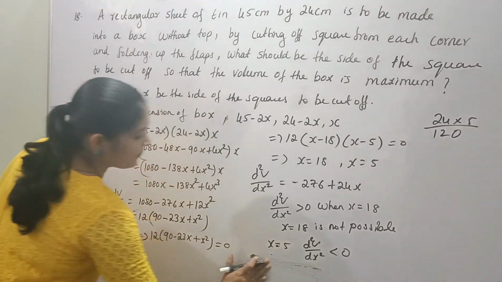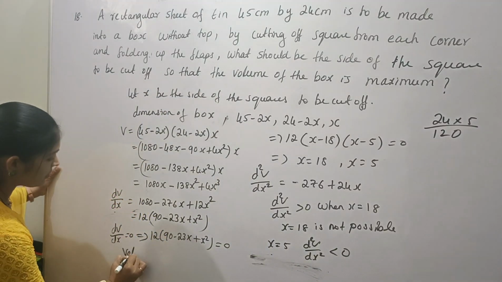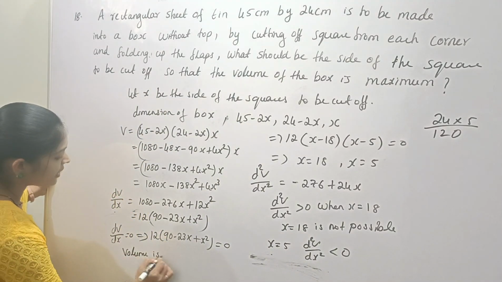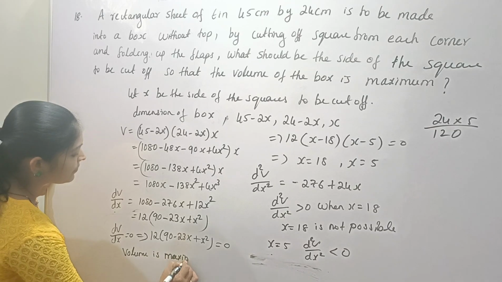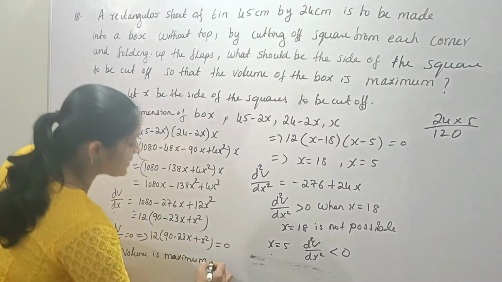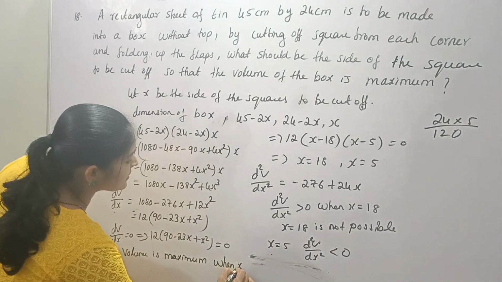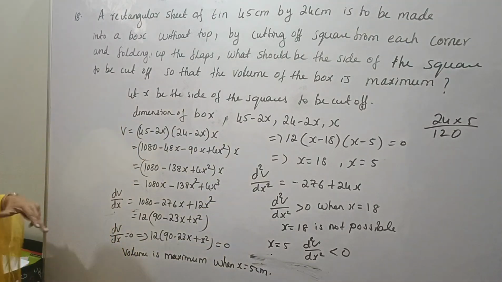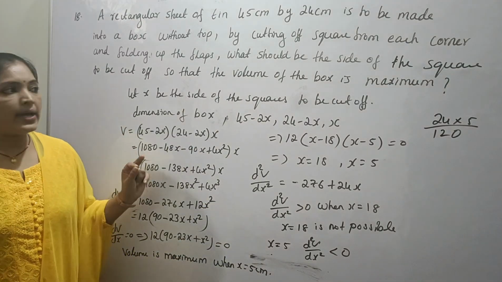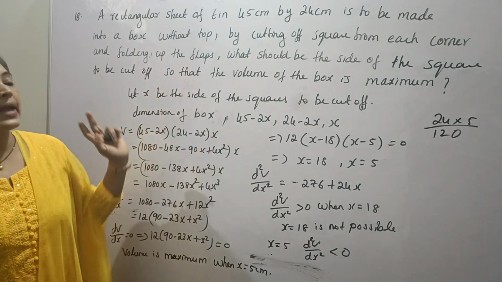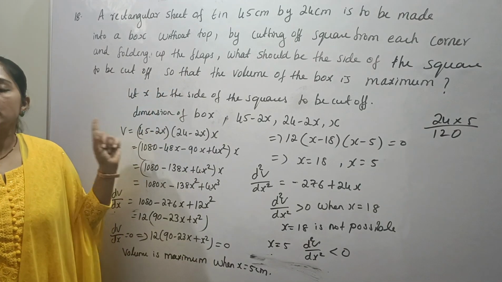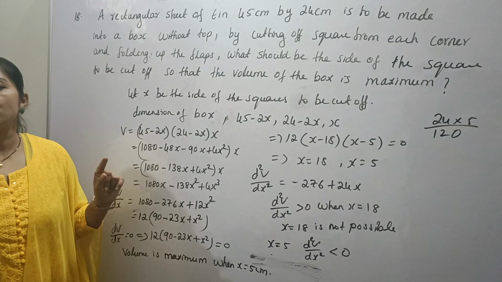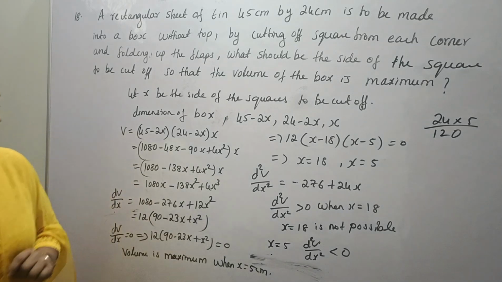I will write here: volume is maximum when x is equal to 5 centimeter. Therefore the side of the squares, see here we have to write the side of the square, right? Side of the squares to be cut off is equal to 5 centimeter.